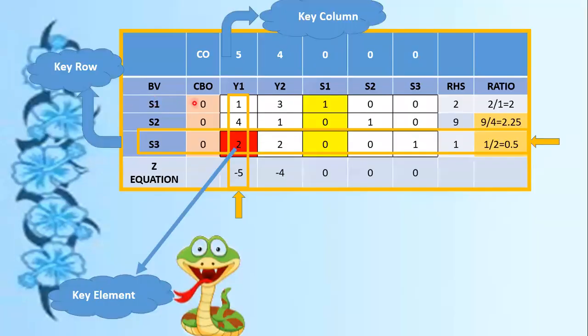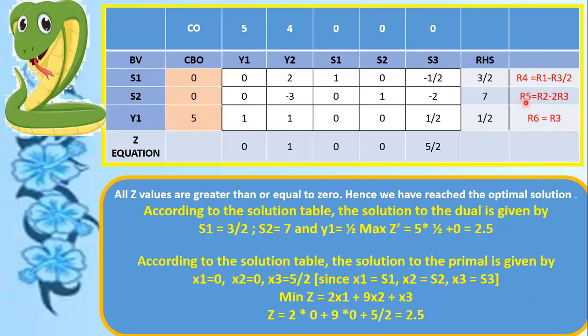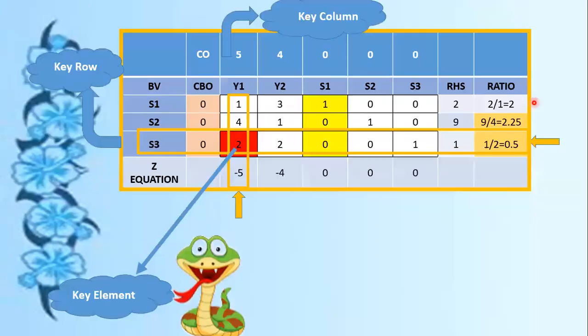For R5, this 4 has to become 0 and this 1 also 0. In the key column, the key element should become the unit element. Any other values should become 0 in that column. So this 4 and 1 have to become 0. First we will see for 4. What is the operation? R5 will be equal to R2 minus 2R3.